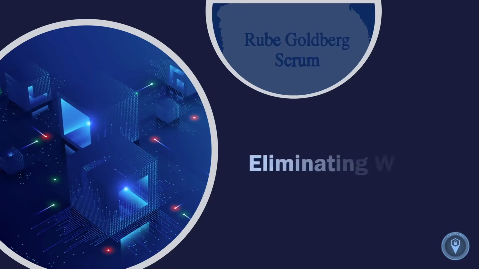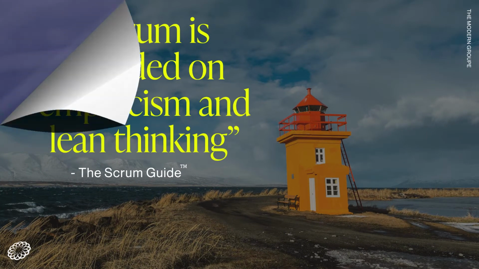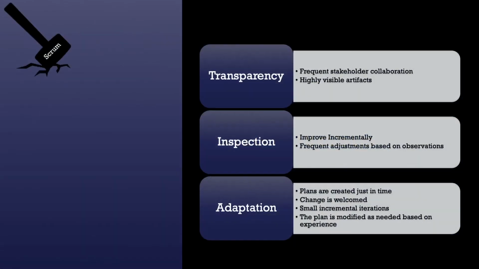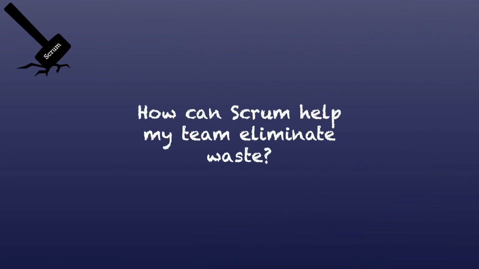Let's talk about eliminating waste using Scrum. One of the foundational elements of Scrum is lean thinking. One of the core objectives of lean is eliminating waste. The pillars of Scrum, transparency, inspection, and adaptation all support the elimination of waste. The question becomes, how can the built-in features of Scrum be applied to eliminate waste in your team?